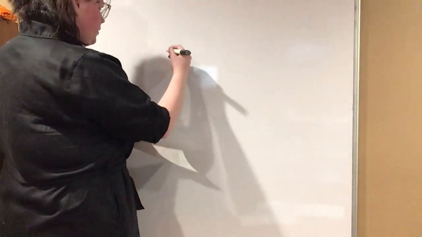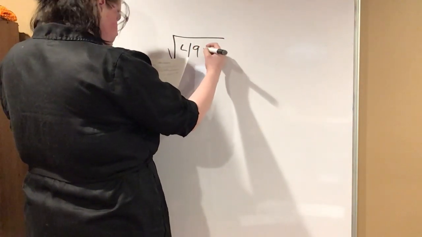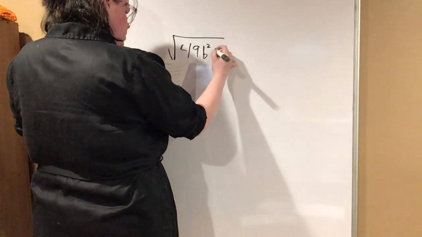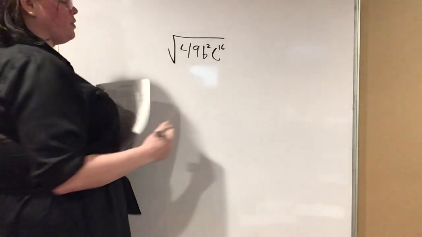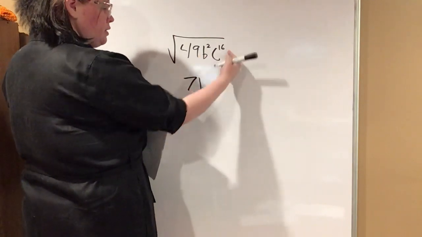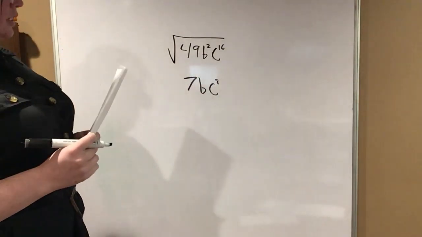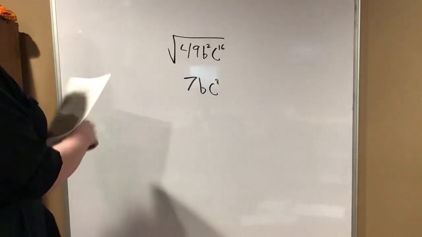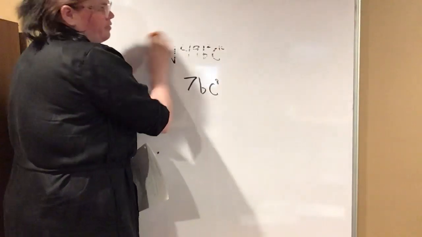So, if I'm given 49 b squared c to the 16th, well, I take the square roots as I go. Square root of 49 is 7. B squared cut in half is b. And 16 cut in half is 8. And I simplified that. So this is simplifying with actual variables in there. The variables with an exponent, just cut the exponents in half. That's all you're doing. I know, sounds confusing, but it's really not.